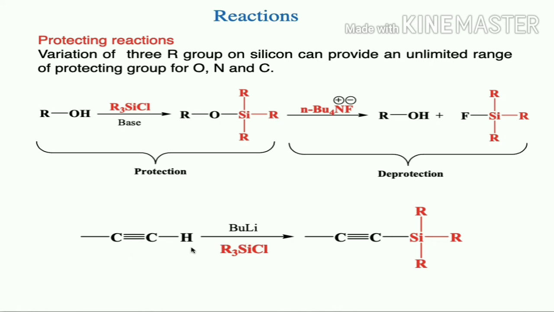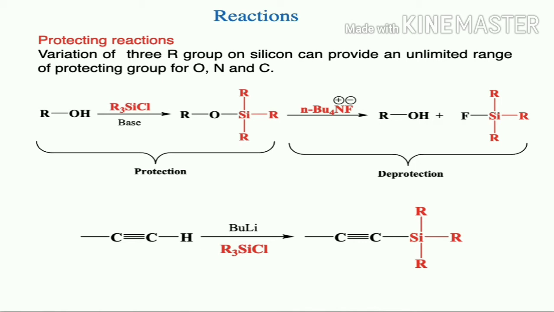So this is one important reaction, protection of the alcohol group, and at the same time we can protect terminal alkynes. A terminal alkyne, upon treatment with butyl lithium followed by trialkyl silyl chloride, gets protected. If we don't want this terminal alkyne to react, we need to make it less reactive, and in such cases it is protected using silicon. Similarly, amines can also be protected using trialkyl silyl chloride, and deprotection is just by tetrabutyl ammonium fluoride or water molecules. So this is regarding the protection reaction.